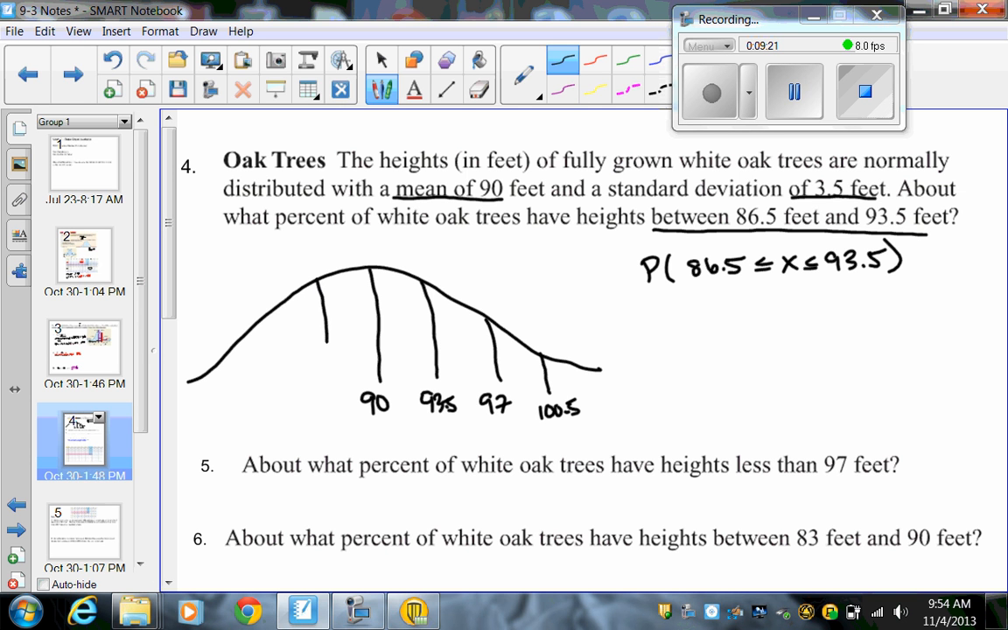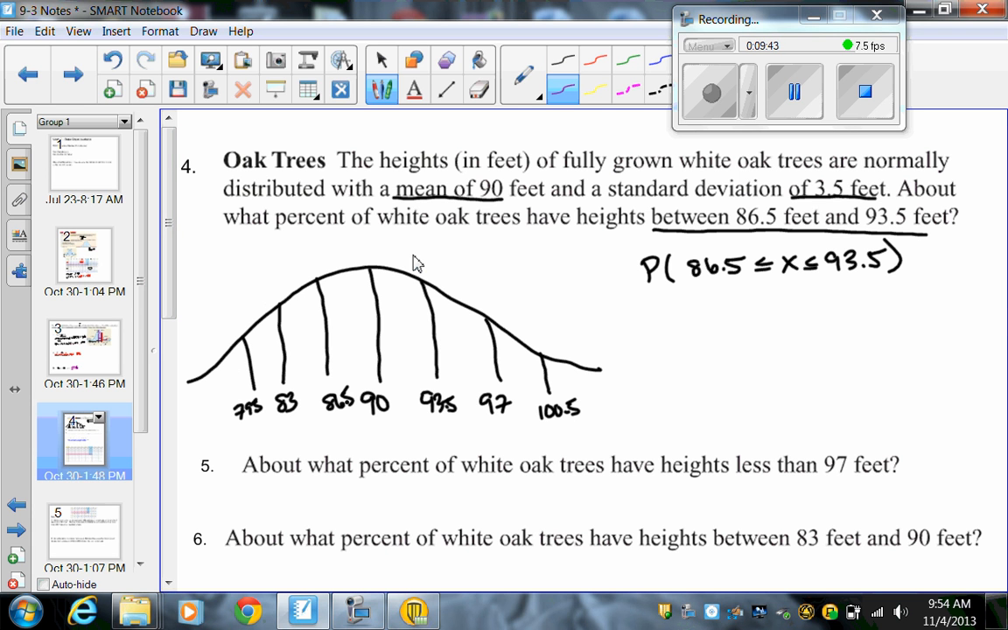Going to the left, if I subtract, 90 minus 3.5 is going to be 86.5. Subtract again. So 86.5 minus 3.5 is going to leave me with 83. And 83 minus 3.5 is going to leave me with 79.5.